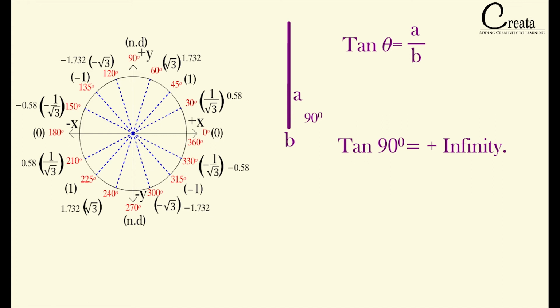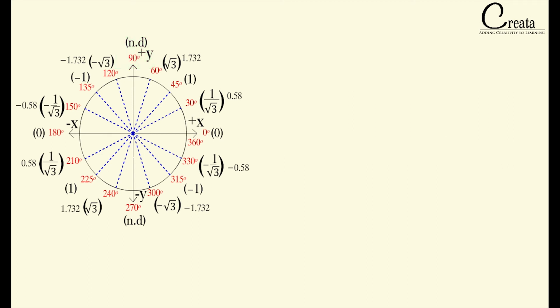Now the question is, if it is positive infinity, why are we writing not defined against 90 degree? The answer lies in our second approach to reach 90 degree, that is, if we start moving from 180 degree to 90 degree by subtracting the angles. Let's proceed with our second approach and see what happens.